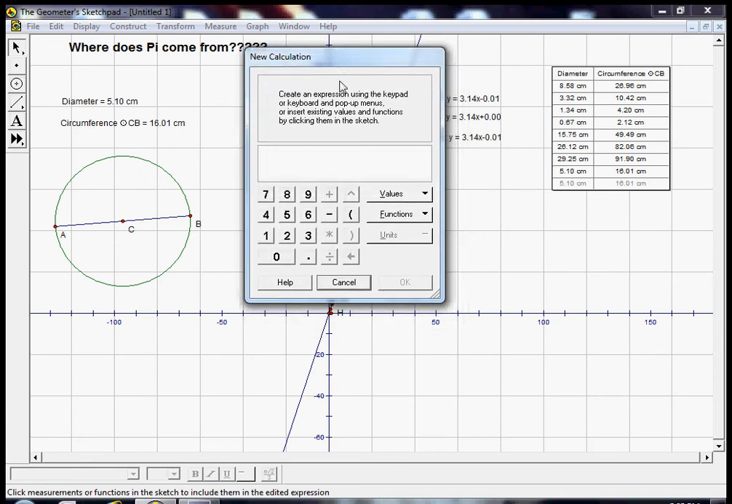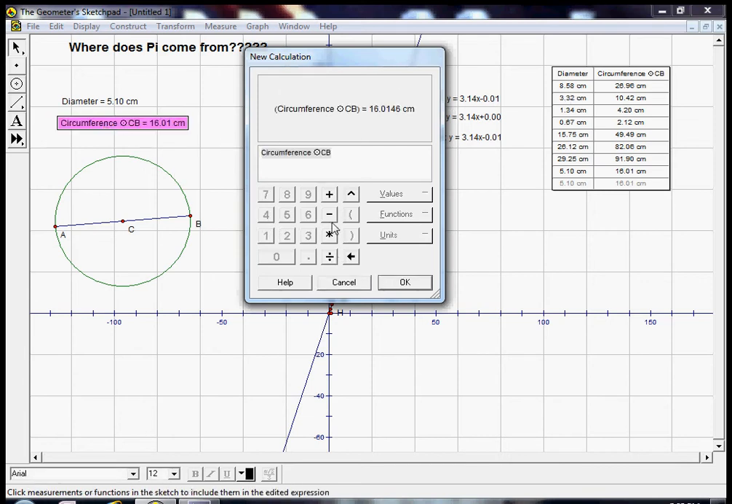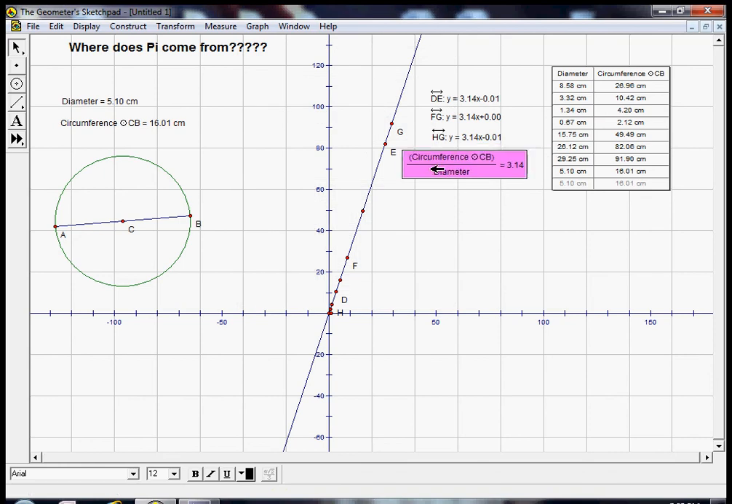And Geometry Sketchpad actually lets me use these dynamic variables and calculate things with them. So I don't have to actually go through and calculate 26.96 divided by 8.58. I can actually do it here using those measurements. So I'm clicking on the circumference, and divide that by the diameter, and hit OK. And the circumference divided by the diameter of this circle is 3.14.